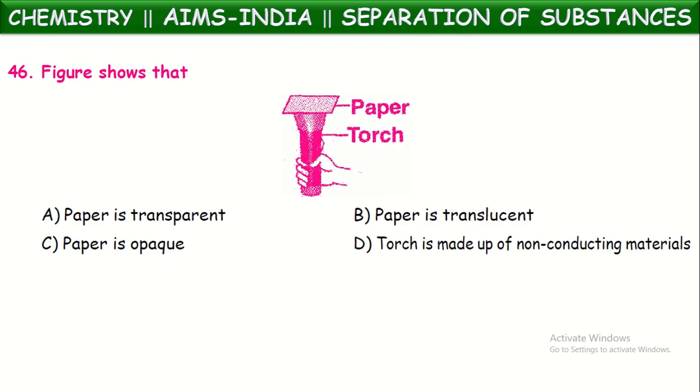Next one. Figure shows that. What does it show? What are they doing here? They have taken a torch, they switched it on, and they kept a paper. What's happening then? Light is not being passed through the paper. Now what can we say about this paper? The substances or materials which do not pass light through them are called opaque materials. I can say this paper is an opaque material because it is not passing light through it.